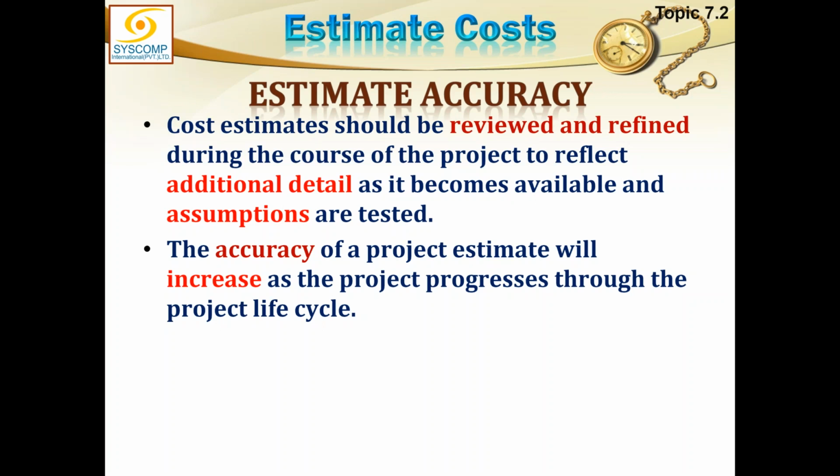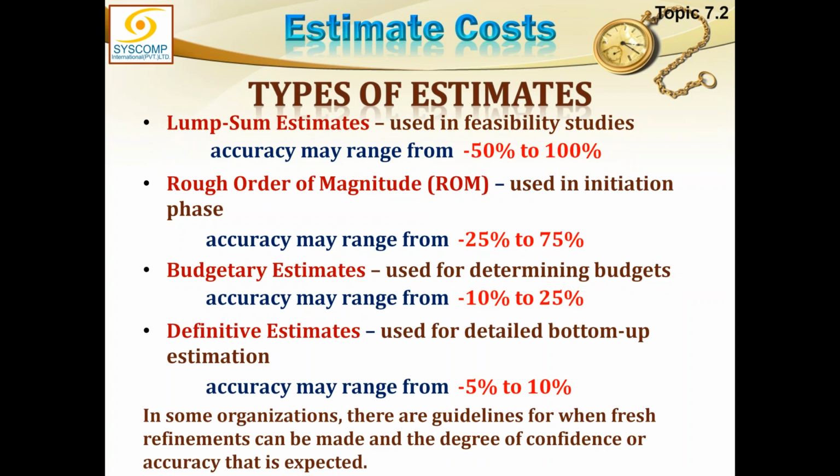But initially, the estimate we came up with is most likely not very accurate. The accuracy of a project estimate will increase as the project progresses through the project life cycle. What are the different types of estimates? Now, this is interesting. Although it is a heuristic, this is a thumb rule. This is not exactly true, but still it is a very good guideline for anyone who is involved in estimations.